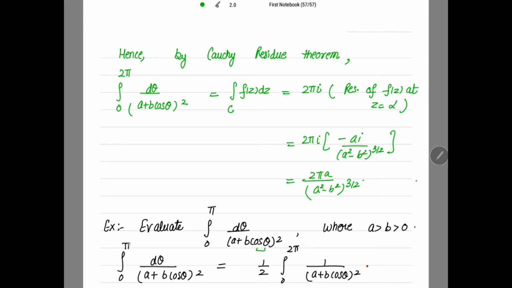So integration from 0 to pi d theta over (a plus b cos theta) whole square is equal to, we have to divide by 2 to get the limit from 0 to 2 pi. Rest it's same, 1 over (a plus b cos theta) whole square d theta. Calculate the same steps as you have just read in the first example. All the steps are same, right? Just there's a difference that here you are having half with this integration, right? Alright guys, thank you. We will meet in the next video.